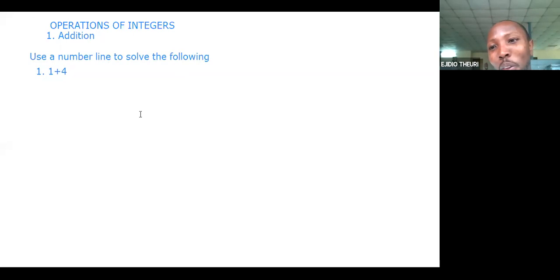Kama tumeingia class 1 leo. 1 plus 4. But remember, we are using a number line. So I expect you to do this. The first thing is to have a number line. So, after having a number line, maisha imekuwa rahisi. 1 plus 4, imagine. Hata kale katoto kenu kako hapo chini kakisikia unafanya 1 plus 4 katacheka sana.